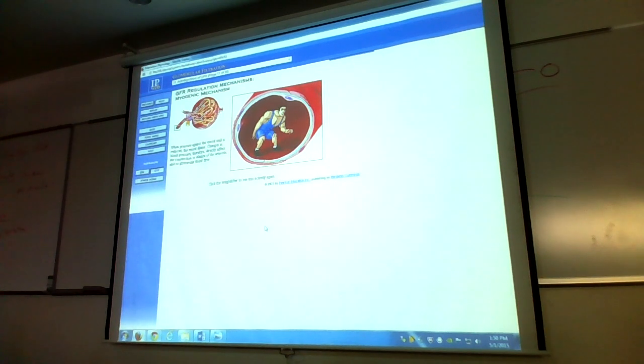Why do we want GFR to be at a certain rate? Because that's how the kidneys regulate their flow. If you get too much flow, the kidney doesn't have time to do its job, right? Just like your intestines, you wouldn't be able to reabsorb or secrete properly because the flow gets too fast.